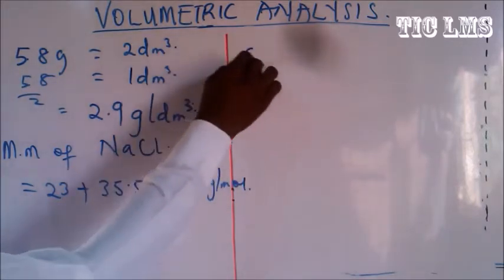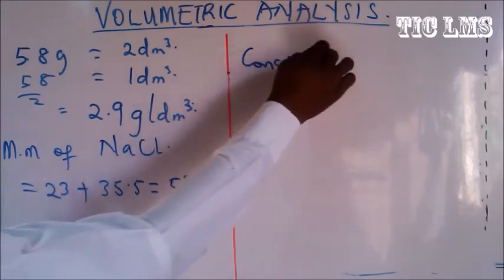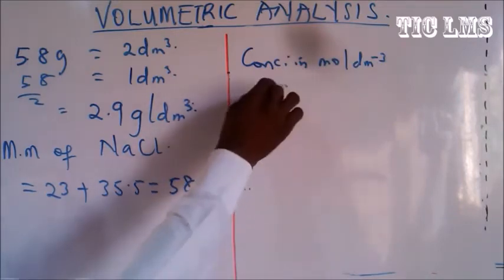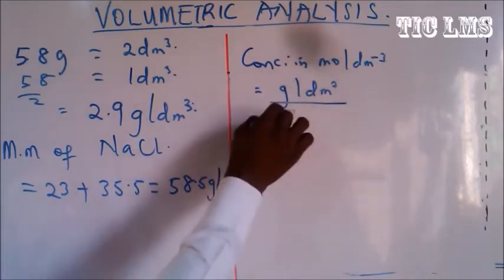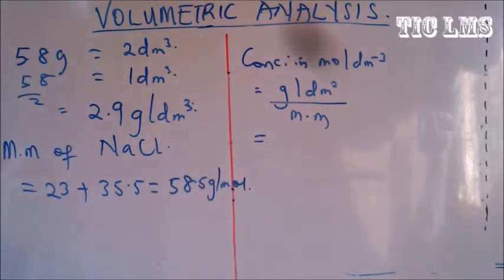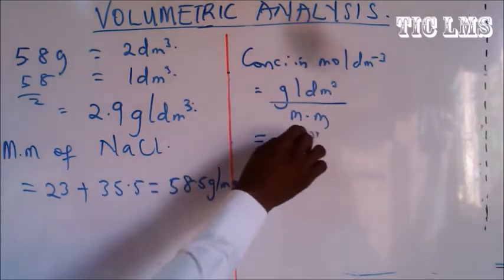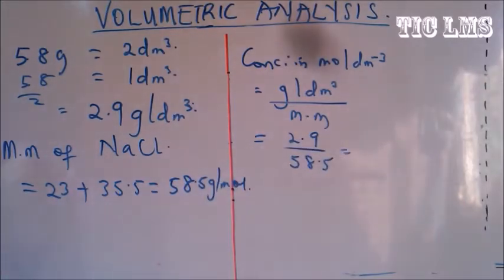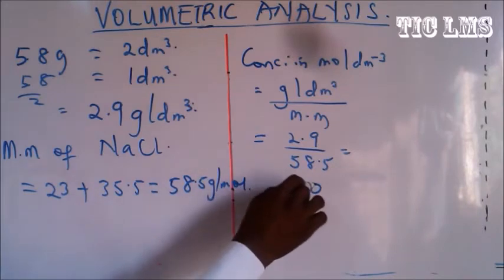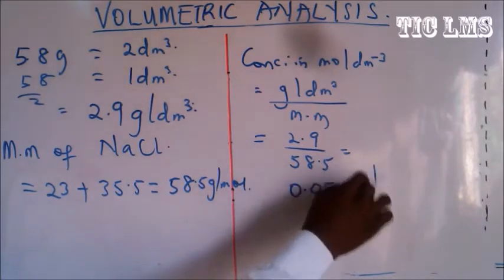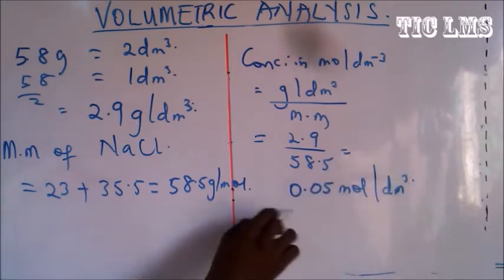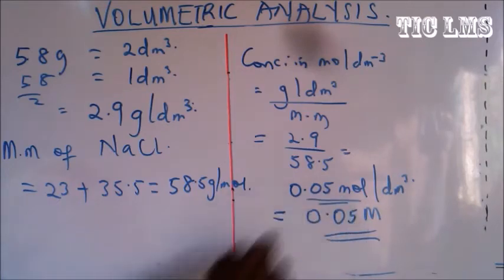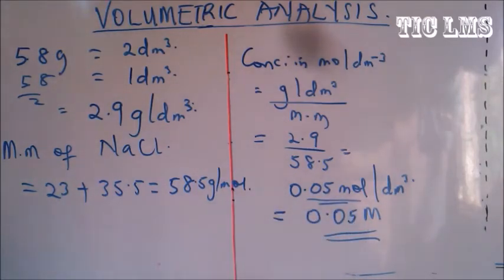So the concentration in mole per dm cubed is equal to concentration in gram per dm cubed over the molar mass. The concentration in gram per dm cubed is 2.9 over the molar mass, which is 58.5, and that gives 0.05 mole per dm cubed, which is approximated, or 0.05 molar. So that is the concentration in mole per dm cubed.